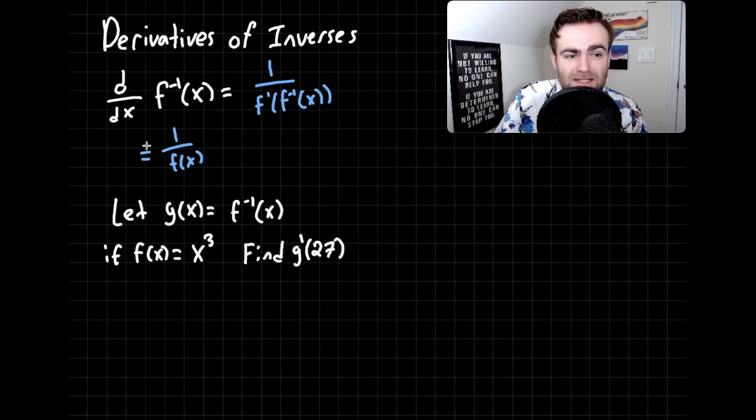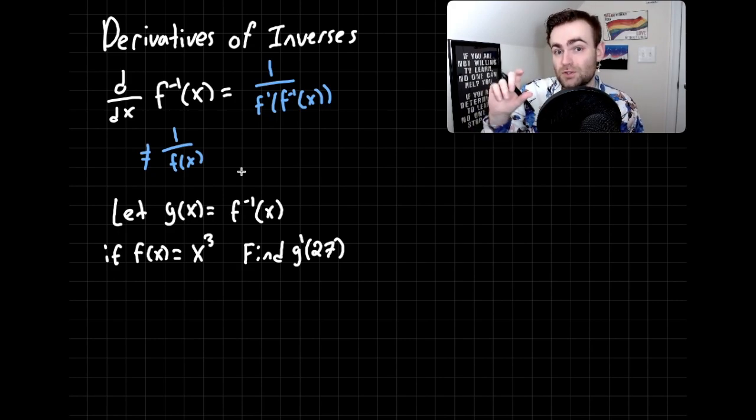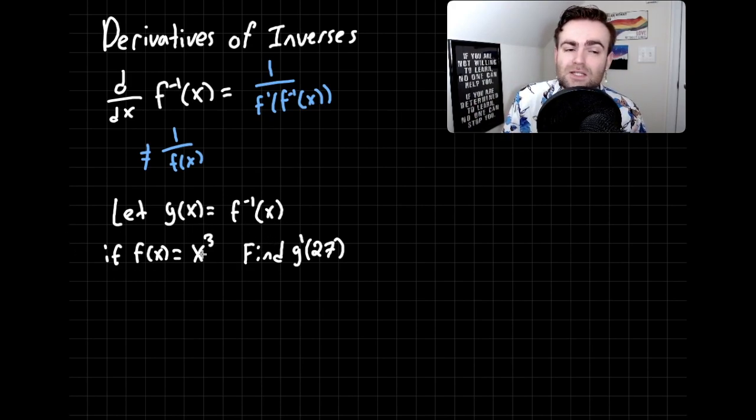It is not equal to that. It is where you switch the inputs and outputs of a function instead of just taking the reciprocal. So inverse notation can be a little bit weird, but just try to keep that in mind. There's a couple of ways you can see it, but this is one common way.